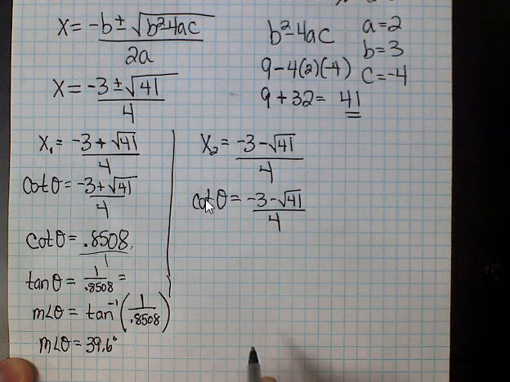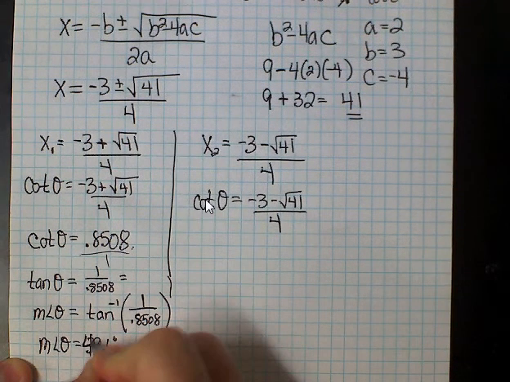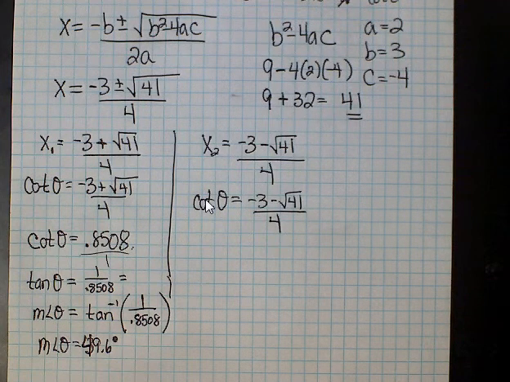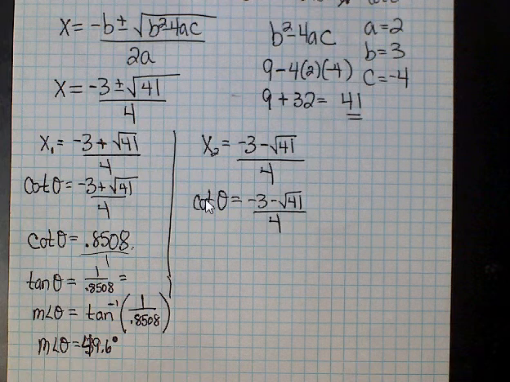39.6 degrees. Point what? 49. Oh, sorry, 49.6 degrees. Okay. Are we done? No. We're done with that side in terms of coming up with the acute angle. Now let's go find out my possible answers.